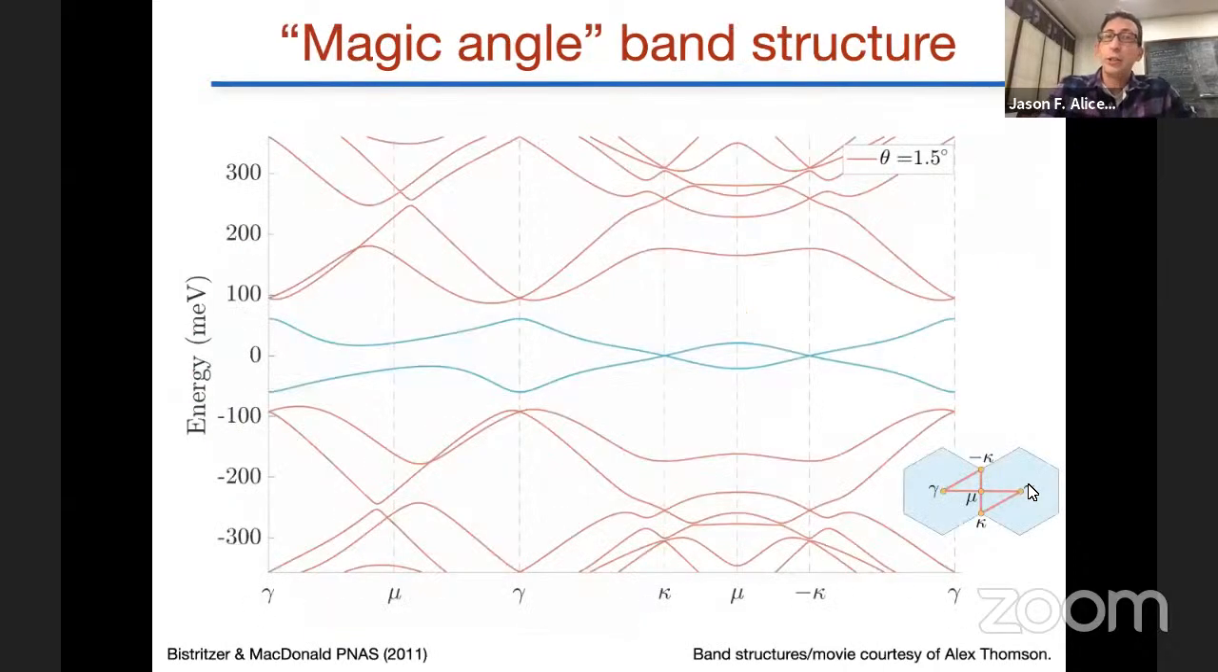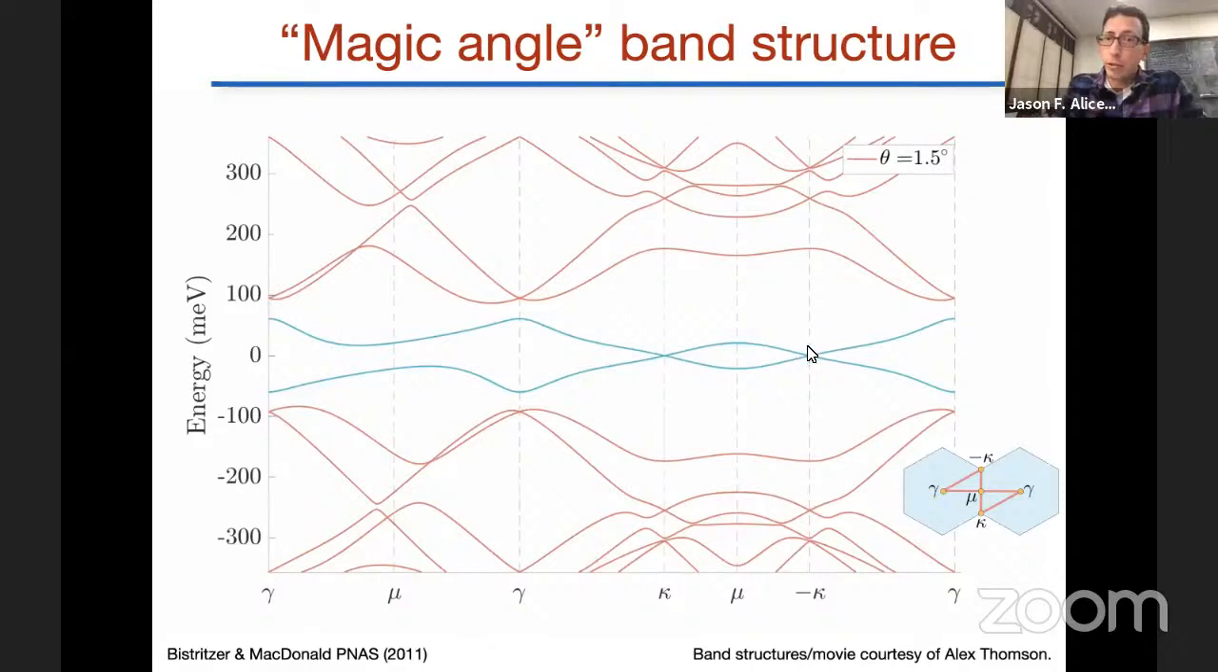All right, so here I'm going to show you what that magic angle band structure looks like. On this vertical axis, this will be the band energies as a function of momentum along various high symmetry cuts along the horizontal axis. And I'll be using here the famous Bistritzer-MacDonald model for twisted bilayer graphene from this PNAS paper. In this band structure that I'm showing you here, this corresponds to a twist angle of 1.5 degrees. So that's significantly above the so-called magic twist angle.